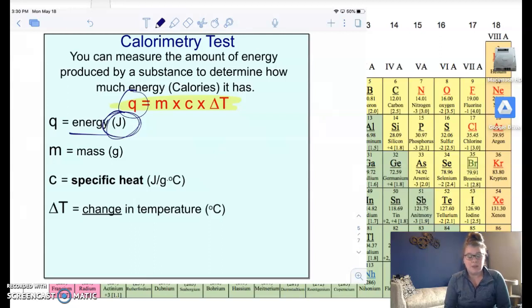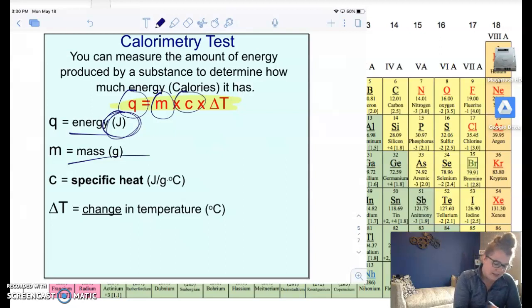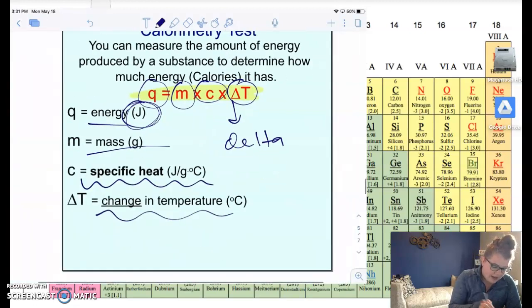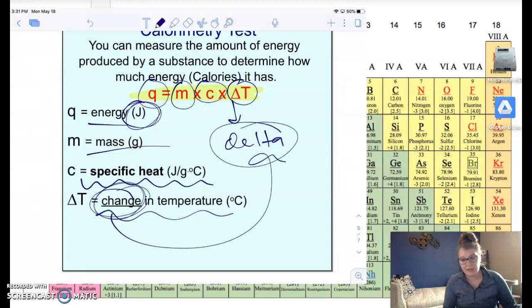The M in the equation stands for mass. The C in the equation stands for specific heat. That's a new thing I'll talk more about in a bit. And then delta T stands for the change in temperature. This triangle sign here is a symbol for delta, and in the chemistry science world, delta stands for change. So this is how much the temperature would change.